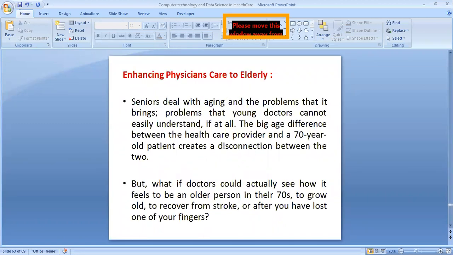Then enhancing physicians' care to the elderly. Here we incorporate the factor of empathy, which means though we are able to get symptomatic manifestations based on the list that we hear from the patients, the real scenario or the real feel of pain, how it is happening, could be perceived only if the physician empathizes. So that provision is made with the help of this.